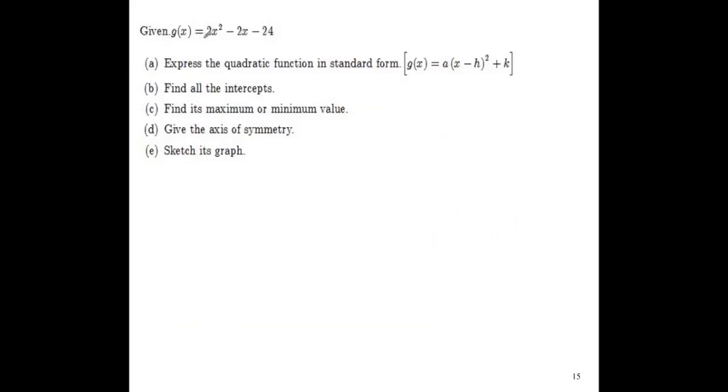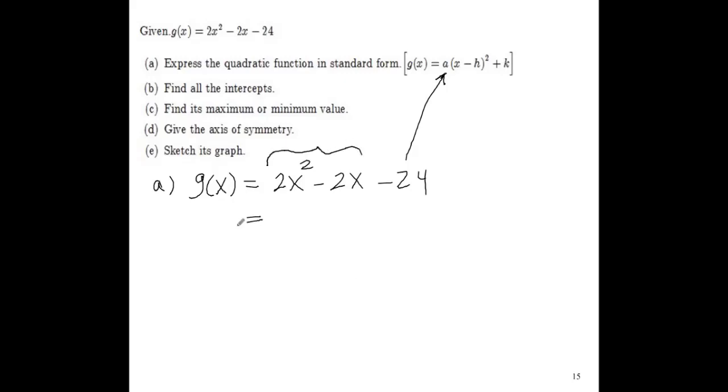It's given g of x equal to 2x to the power of 2 minus 2x minus 24. Express the quadratic function in its standard form. To do that, we need to complete the square. g of x is equal to 2x squared minus 2x minus 24. We want to make this look like the standard form. To complete the square, we would separate the x terms from the constant. We want to make sure that the coefficient of x squared is equal to 1. In this case it's 2, so I'm going to factor the 2 out of these two terms.